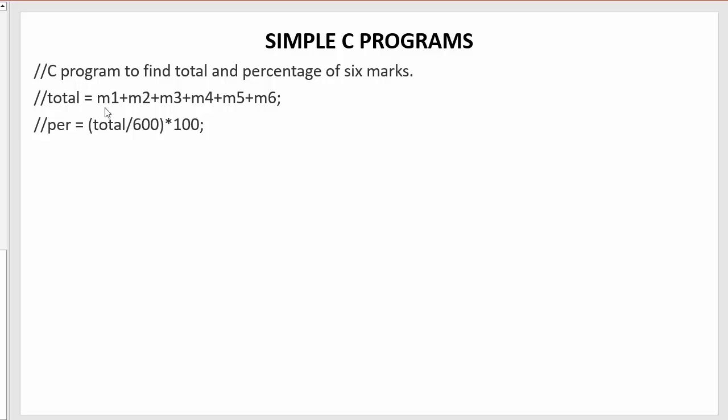Now let us start the discussion on today's topic. The topic here is that you need to write a C program to find the total and percentage of 6 marks. Whenever someone asks you to write a C program, you first need to decide whether any mathematical expression or formula is required to write that program. If it is, then you first need to write down that formula.